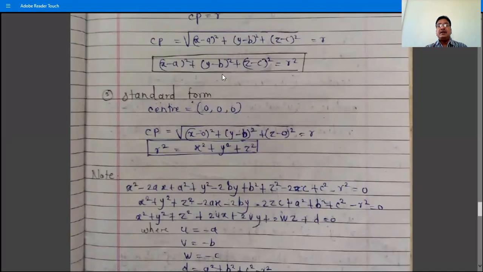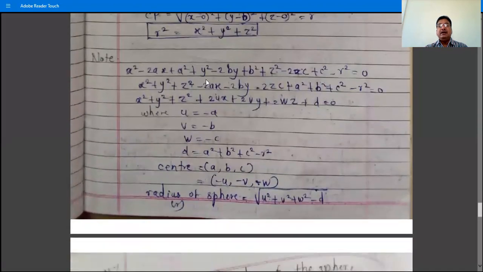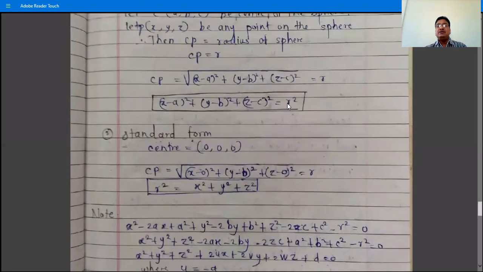So the center of the sphere is (a, b, c). And in the new notation, the center is what? a is minus u, b is minus v, and c is minus w. And therefore, the center is minus u, minus v, minus w. And what is the radius of the sphere? The radius of the sphere in the old notation is r.